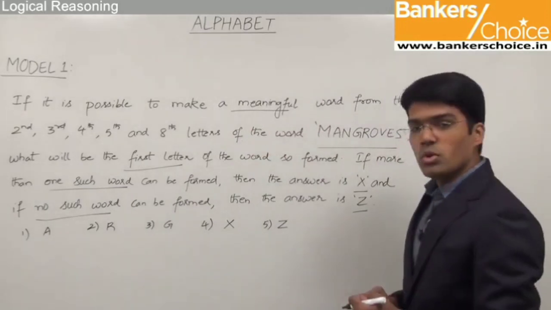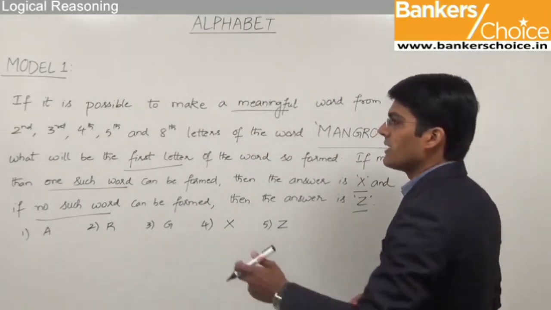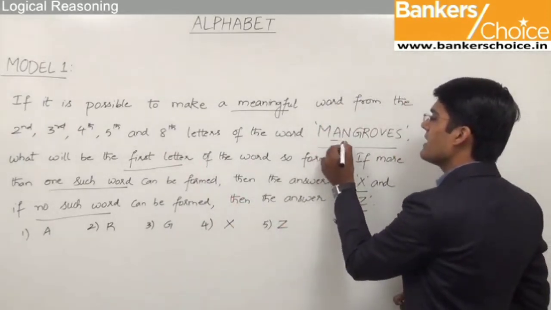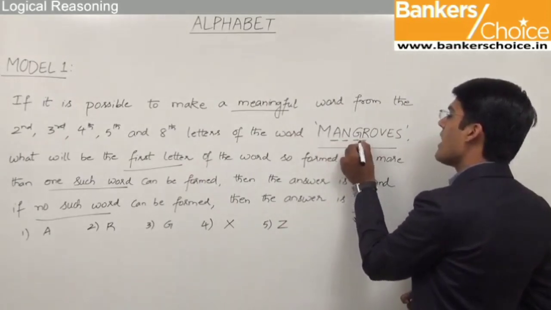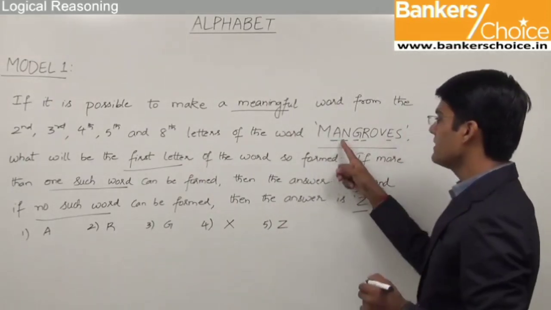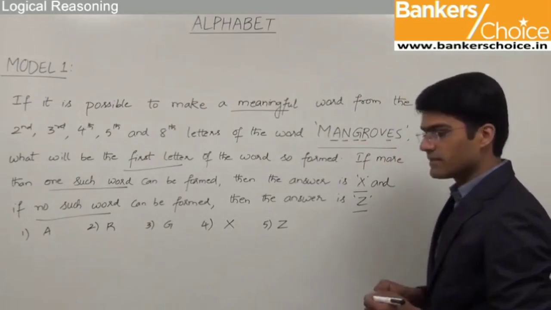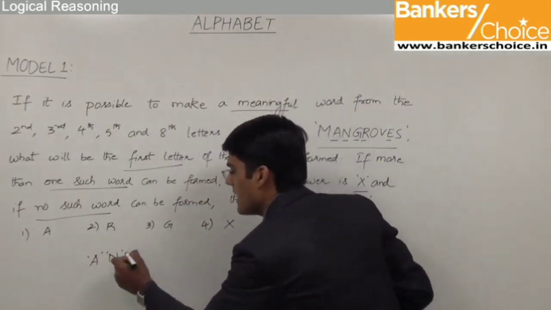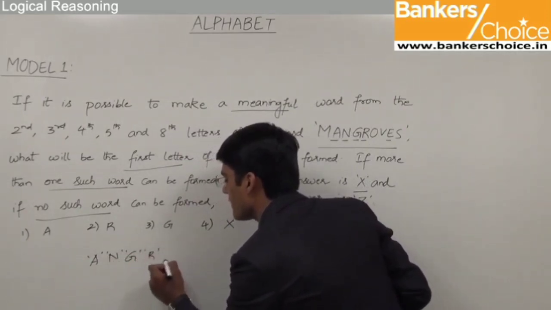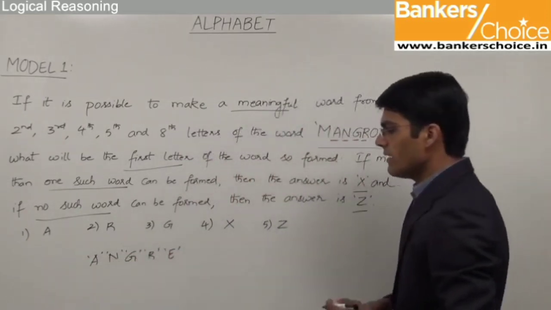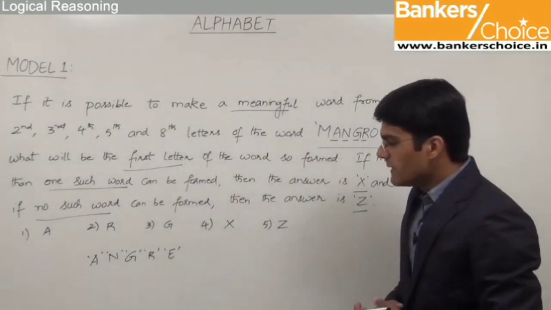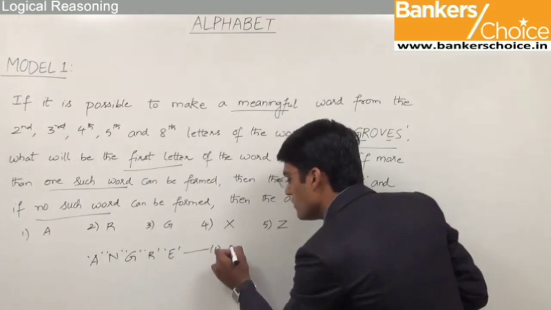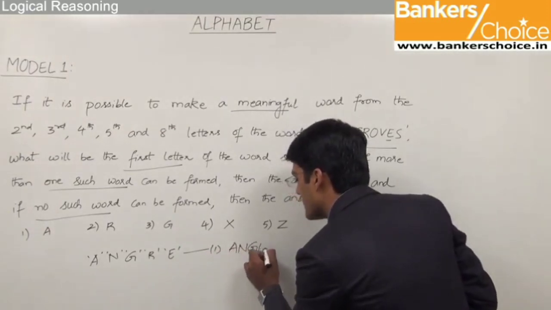So let us first pull out those letters which have been mentioned in the question. The second, third, fourth, fifth and eighth letters of the word are A, N, G, R and E. Now let us try to make out meaningful words from these letters A, N, G, R and E. Once we look at these letters, the first word which strikes our mind is anger. So we can say that one meaningful word which we can make here is anger.